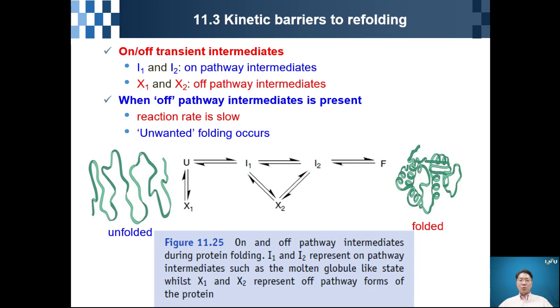In this slide, we will learn the third subject, kinetic barrier to refolding. Figure 11.25 shows on and off pathway intermediates during protein folding. U is the unfolded protein and F is the folded protein. Between U and F, there are I1 and I2 available. We call I1 and I2 the on pathway intermediates.